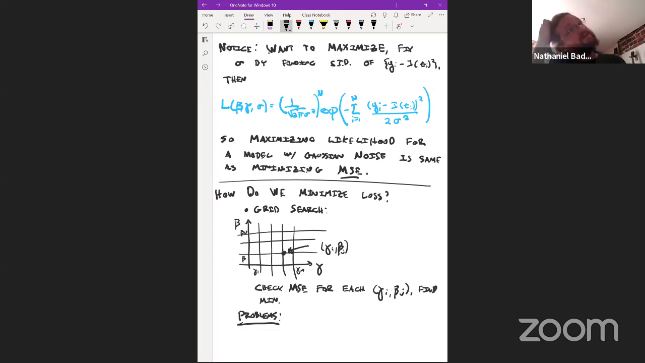I do want to mention this method because you should definitely keep it in mind. It's a perfectly reasonable thing to do. But why might we not want to use it? Yeah, so these are both great reasons.